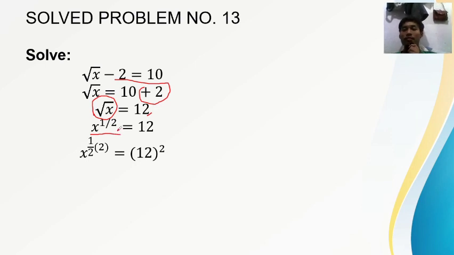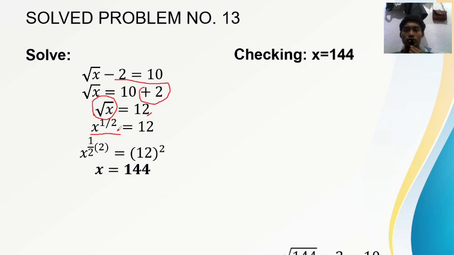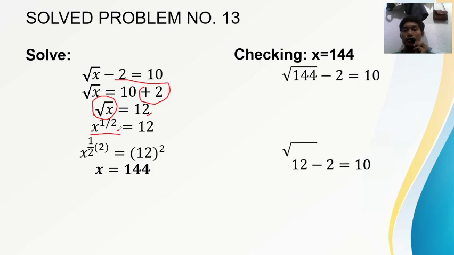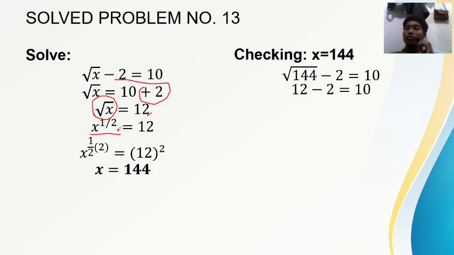And this is 1/2. To make it 1, we have to multiply by 2. So we have to apply it on both sides of the equation. So we have x equals 12 squared, which is 144. So checking, the square root of 144 minus 2 equals 10. The square root of 144 is 12, minus 2, so we have 10.